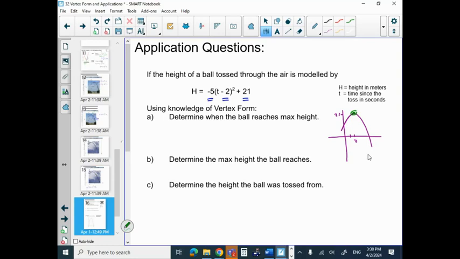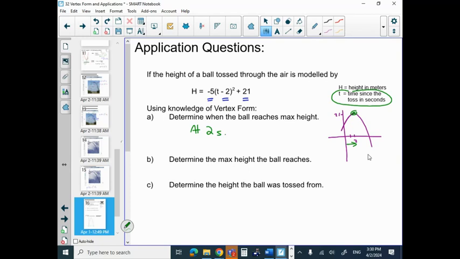But from the vertex itself, I just wanted to do that for now, because we can see that it is after 2 seconds. Notice the time is given in seconds since it was thrown. So at time 0 it was thrown. So for now, for sure, we know that it takes 2 seconds, right? So determine when the ball reaches the maximum height: at 2 seconds.